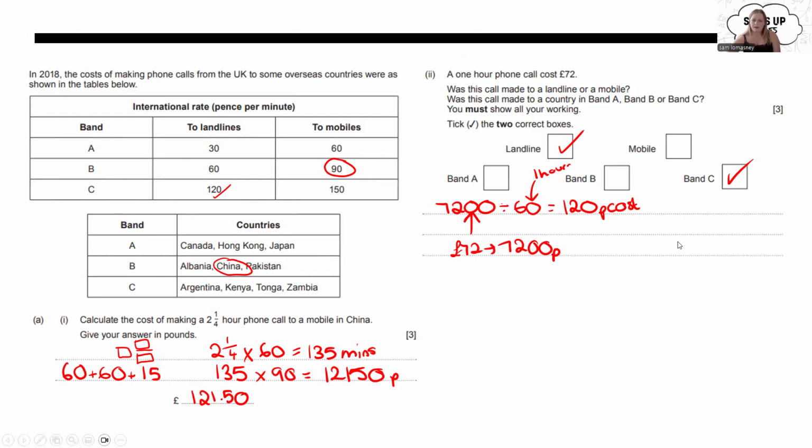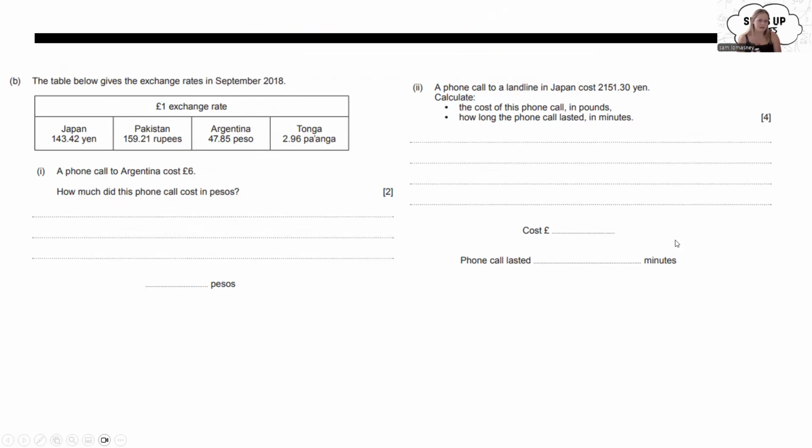I think we got one last bit on this. Yeah, we do. Right, so last part of this, and then we're all done. So the table gives an exchange rate of exchange rates in September 2018. £1 exchange rate, so that means every pound is worth the amount that is showing on the screen. So a phone call to Argentina costs £6. How much does it cost in pesos? So really nice and easy.